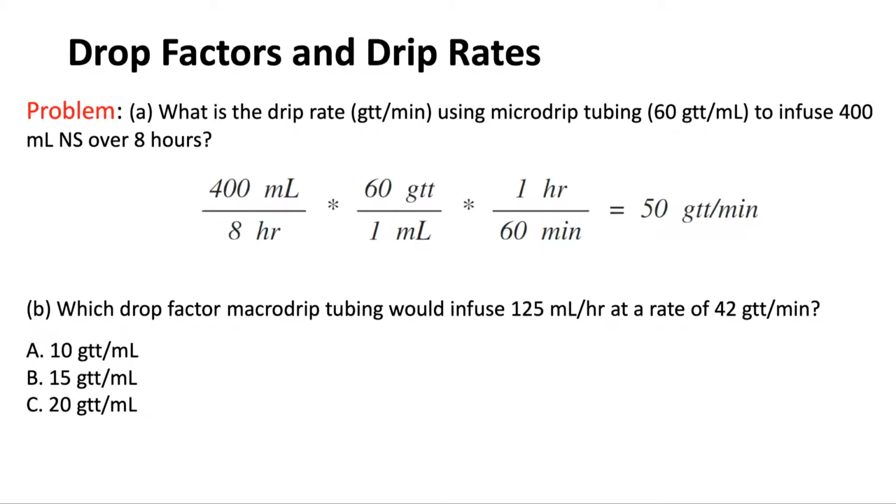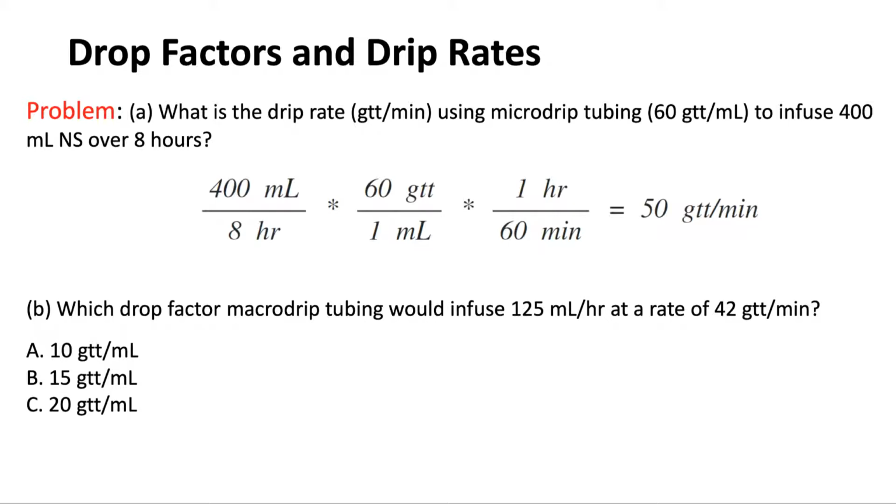And again, you can do these in any order you want. I chose to go ahead and change the volume first. So from 400 milliliters, I'm going to multiply that by the conversion factor I was given based off of the micro drip tubing we're using. It has 60 drops per milliliter. So let's multiply by that conversion, 60 drops on top per 1 milliliter on the bottom. That way the units of milliliters cancel, and I'm now in drops per hour. Last step is to convert the units of time. I don't want it per hour, I want it per minute.